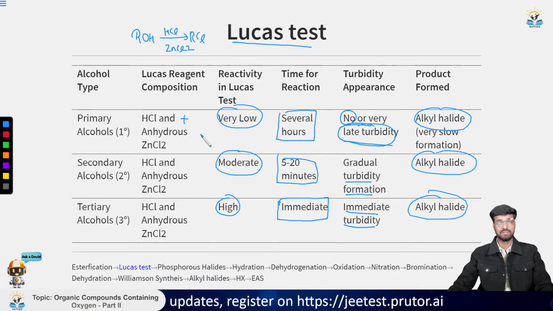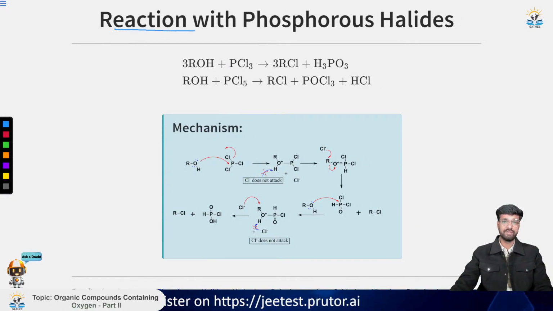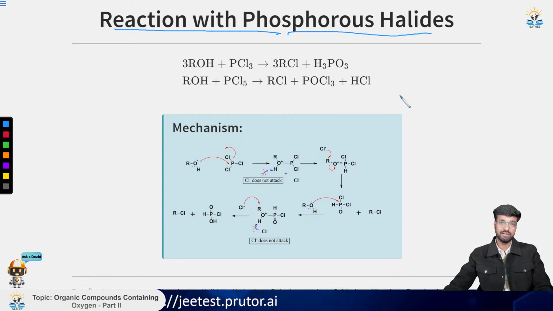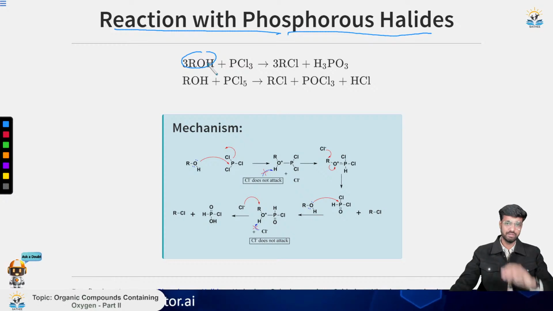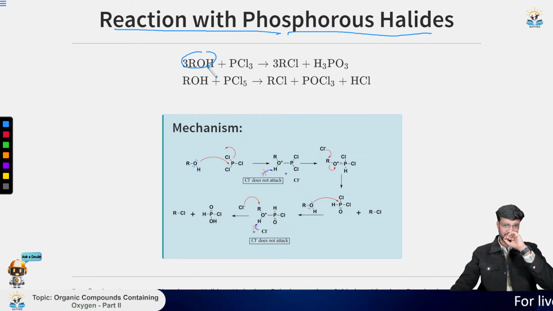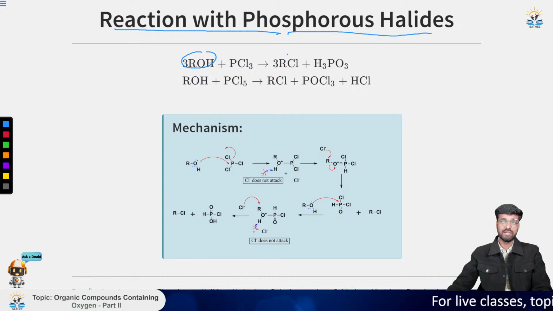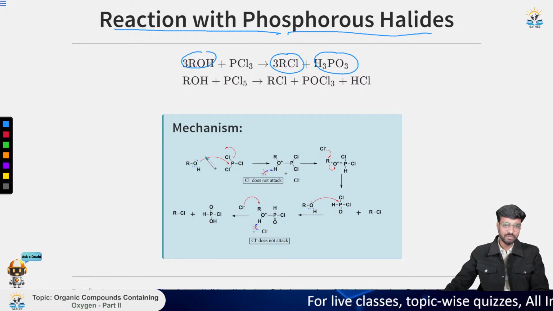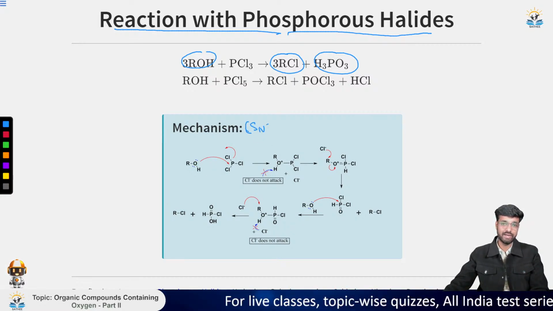Now next we have the reaction with phosphorus halide. We have seen this reaction in the preparation of alkyl halides also. So what we do is we take this alcohol and we react it with PCl3. So what do we get? We will get 3 moles of RCl, that is alkyl halide, and H3PO3. So here we have the mechanism. It is an SNi type. Okay, so this is an SNi type.